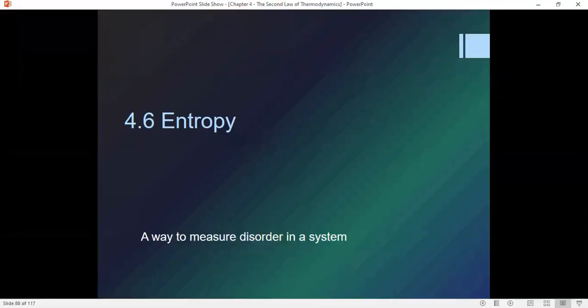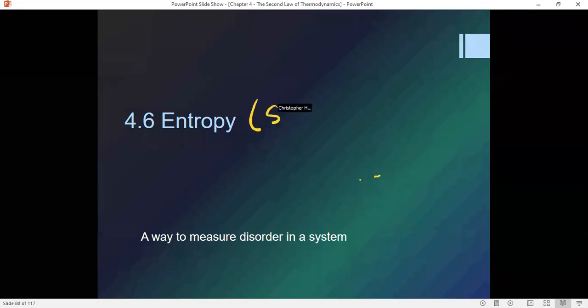So entropy, this is one of the more abstract concepts that we're going to deal with, but you'll oftentimes hear that entropy is a measure of the disorder of a system. And we use a symbol S for entropy, and the units are joules per degree Kelvin.